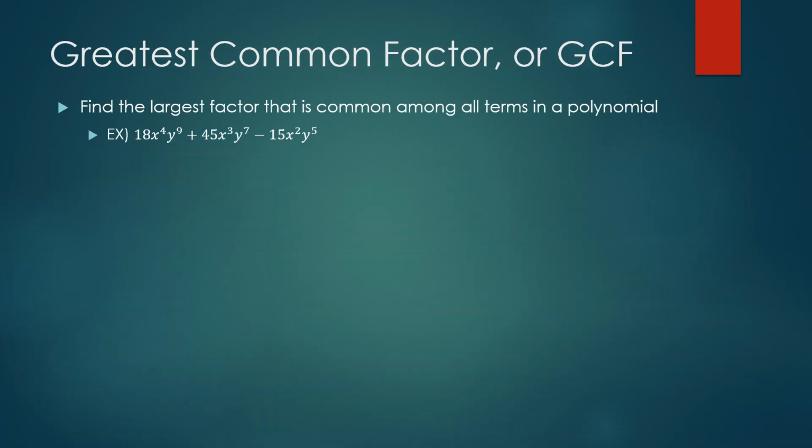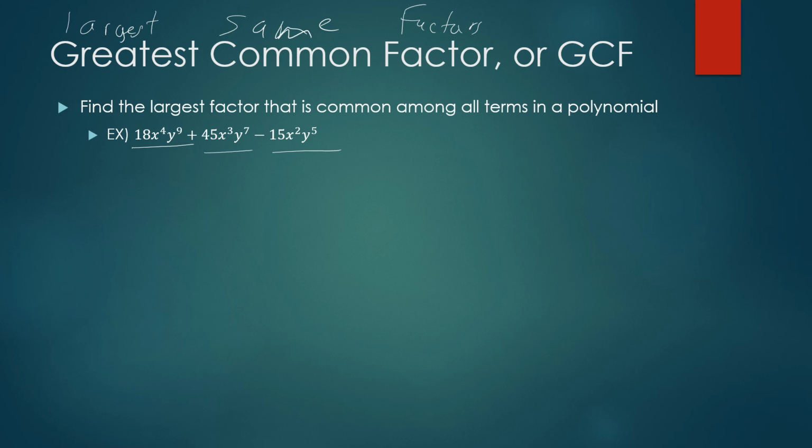Let's first talk about the greatest common factor, or GCF. If we want to find the greatest common factor, what we're looking for is the largest factor that is the same. In other words, if we look at each individual term, in this case 18x to the 4th y to the 9th, 45x cubed y to the 7th, and negative 15x squared y to the 5th, we're looking at what each of them have in common.